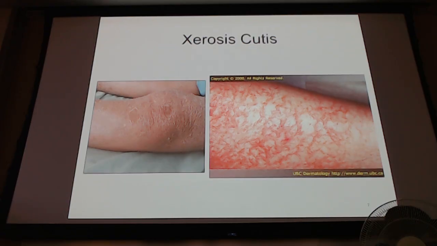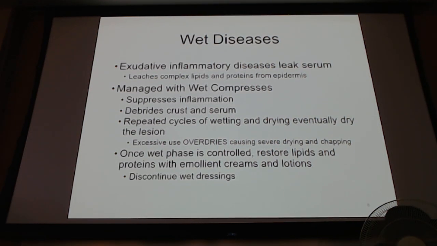Emollients and lotions. Wet diseases. If it's wet, let's dry it. So exudative inflammatory disease leaks serum. It leaches complex lipids and protein from the epidermis. So that is what that wet is. Okay, managed with wet compresses. Suppresses that inflammation that is there. Debrides the crust and the serum. Repeated cycles of wetting and drying eventually dry the lesion.